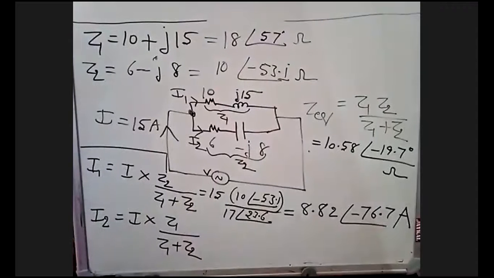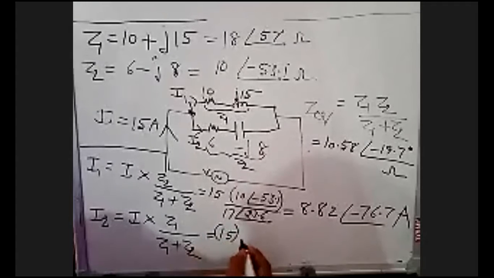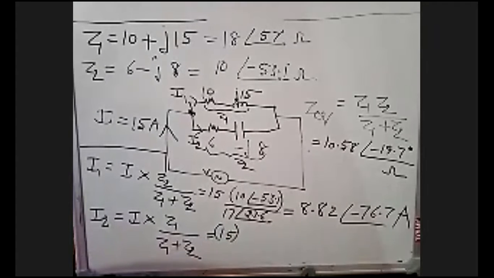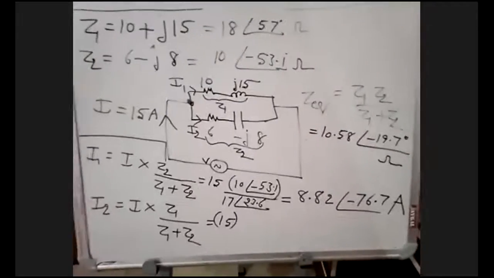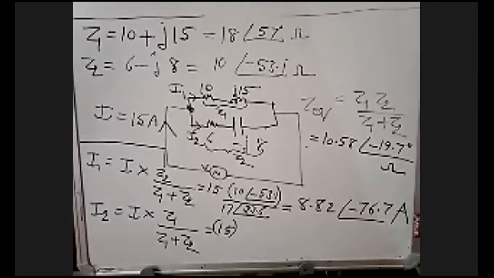I1 is this one. Now come to I2. Minus 76.7, okay.